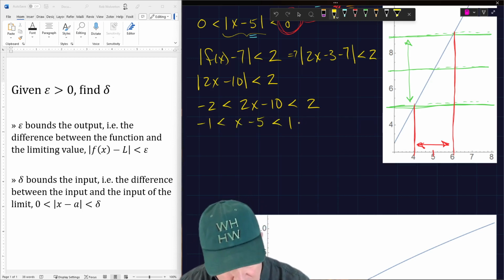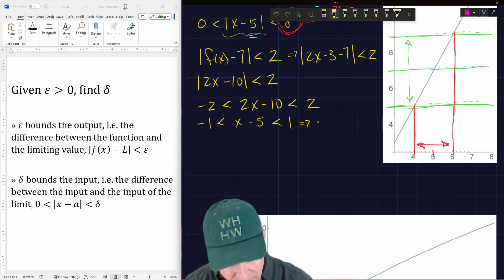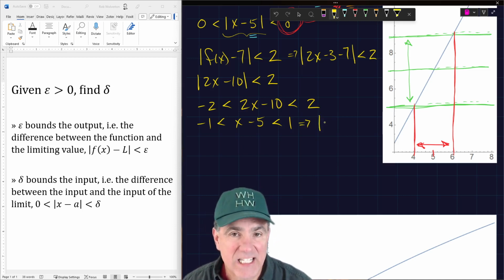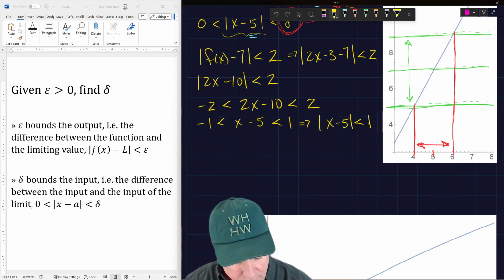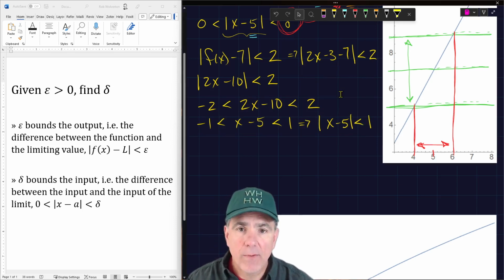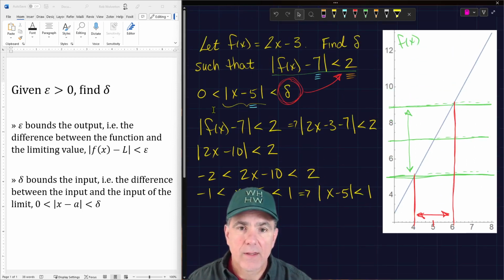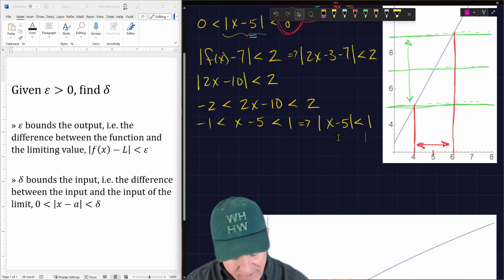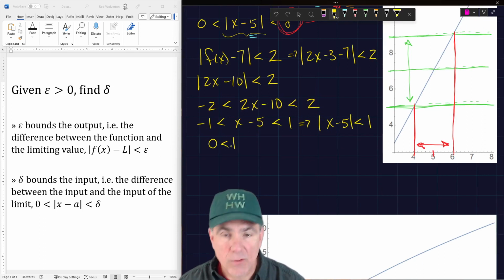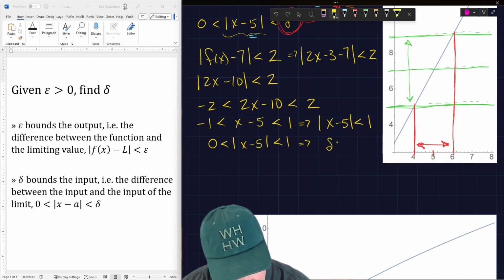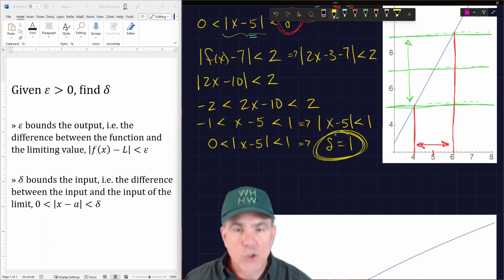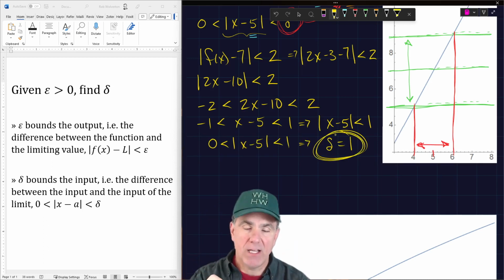Well, reapplying the absolute value, and it just so happens that with a line it's this easy, this is the absolute value of x minus 5 is less than 1. So this has exactly the form that we're looking for right here. We're, of course, bounded away from 0, because remember, we're not going to let x equal 5. Absolute value of x minus 5 less than 1. And what this tells us is delta is equal to 1. So for the specific epsilon that the problem gave us, the associated delta value is equal to 1.